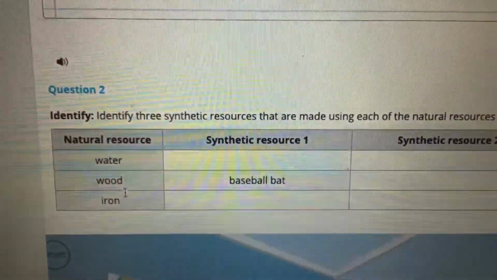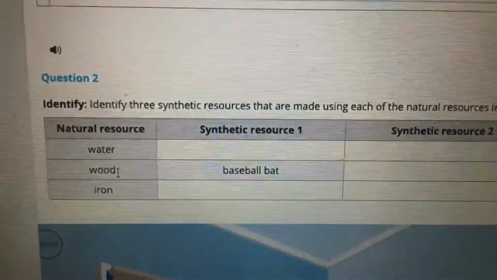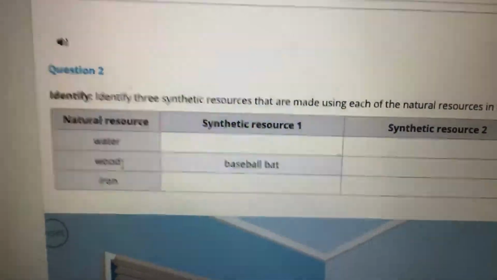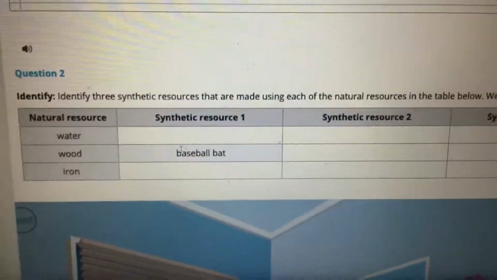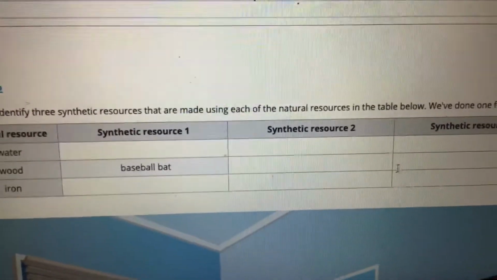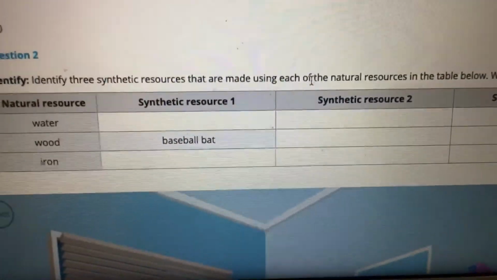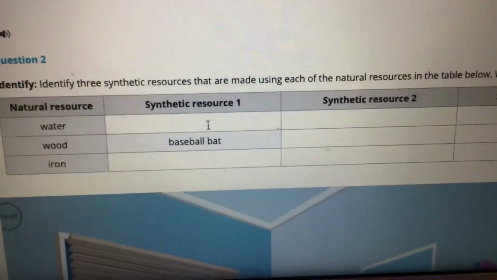This is just to help you learn the difference between a natural resource and a synthetic resource. In their example here, the natural resource would be from a tree, which can be turned into a synthetic resource, a baseball bat. Can you think of 2 others that can go in there? And we need 3 examples for water and iron.